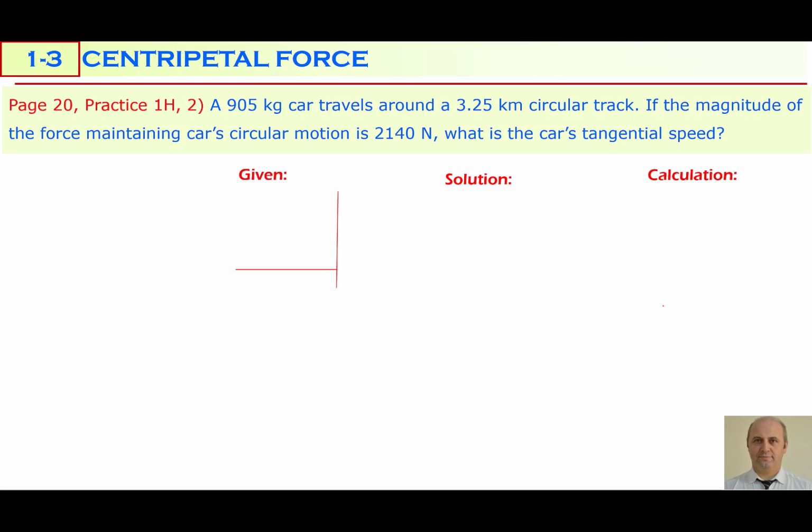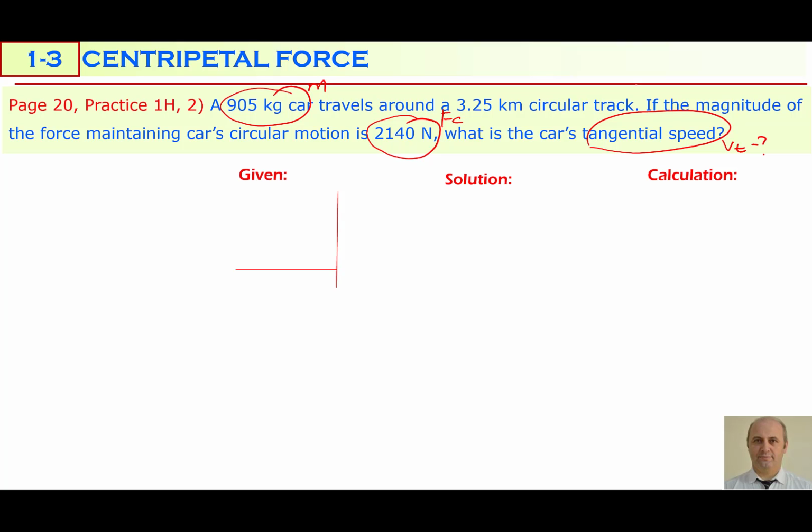A 905 Newton car travels around a 3.25 kilometer circular track. So this is the weight of the car, and this car travels around the circular track, a 3.25 kilometer circular track. The force that maintains circular motion is called centripetal force, so this is the centripetal force acting on the car. What is the car's tangential speed? Calculate Vt, the tangential speed of the car.